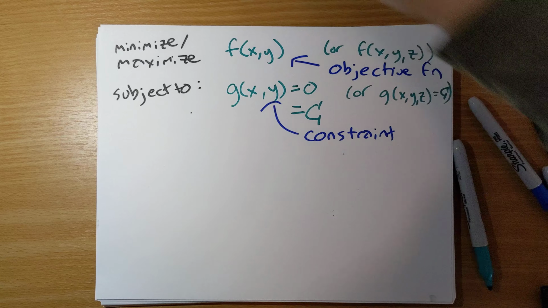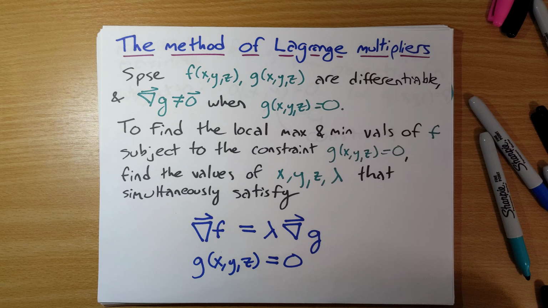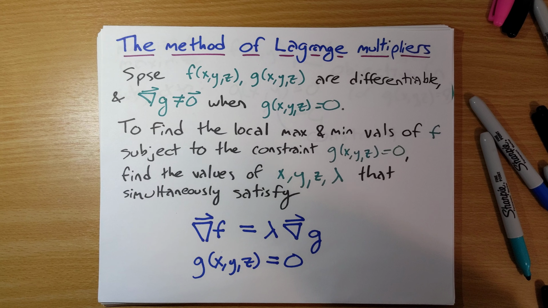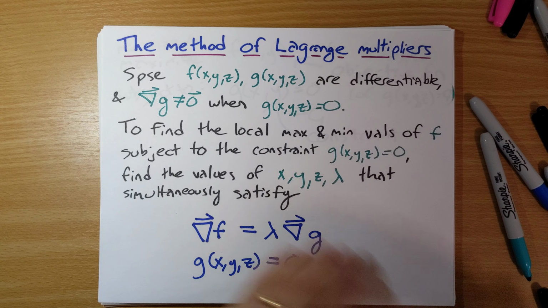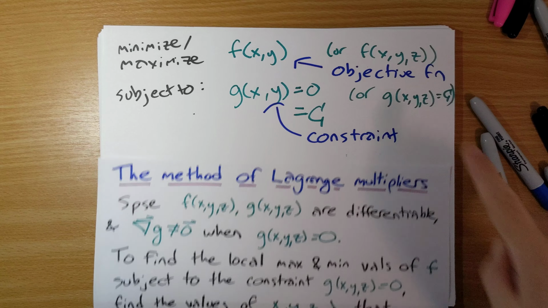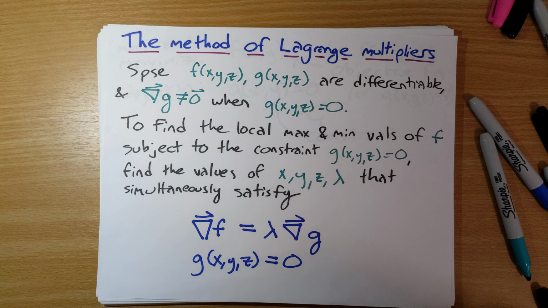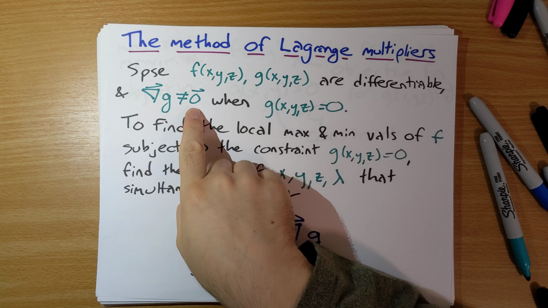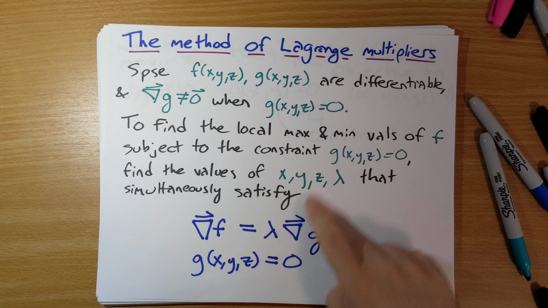And so to wrap up the video, here is our formal statement of the method of Lagrange multipliers. So suppose that f of x y z and g of x y z, I guess I'm doing this in the case of 3 variables. If you just have 2 variables, just cover up the z and everything will go through just the same. Suppose f of x y z and g of x y z are differentiable, and the gradient of g is not equal to the 0 vector when g of x y z is equal to 0. Find the local max and min values of f subject to this constraint.